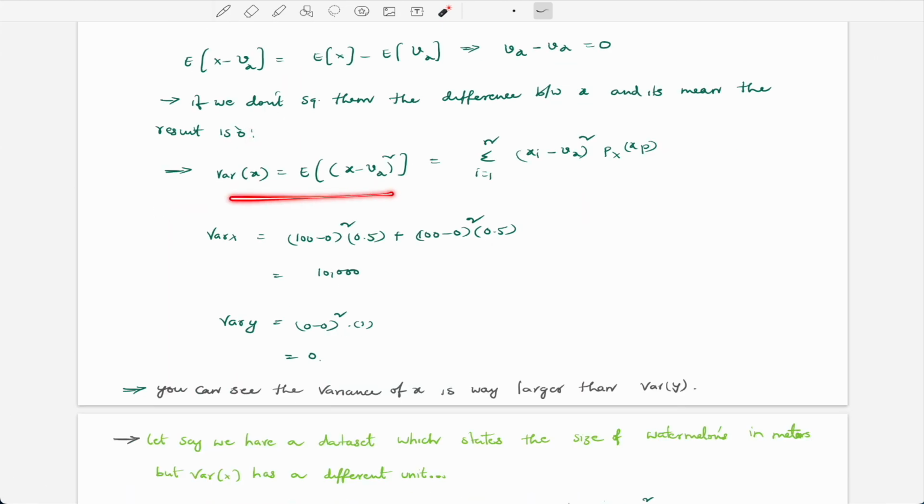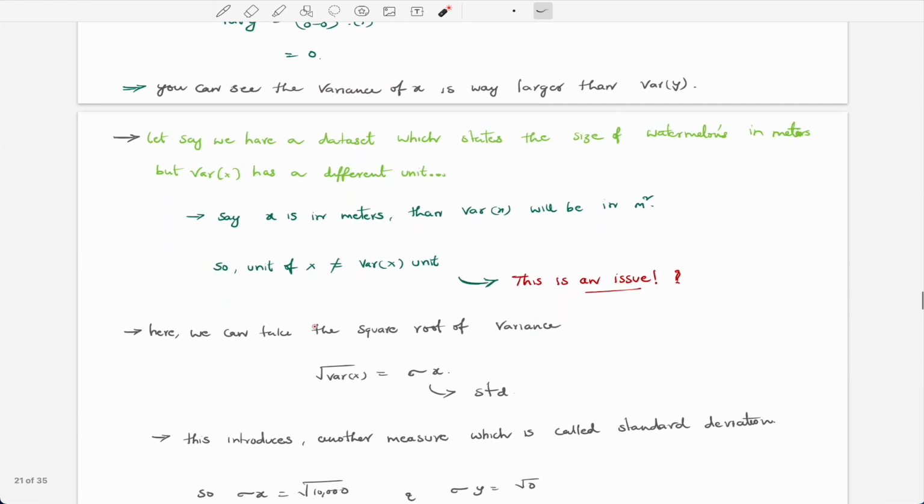So we are taking the variance of these two values, x and y. Here we are taking x, and we have a formula here, and then we simply do the calculations, and we're going to get the variance of x equal to 10,000, and the variance of y equal to 0. So you can see the variance of x is way larger than the variance of y, right?